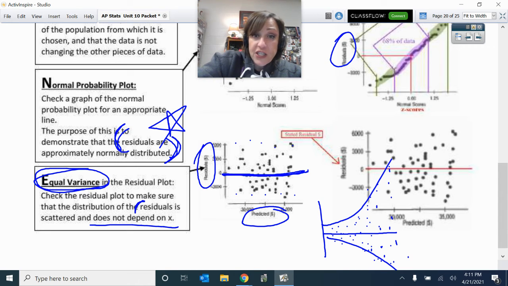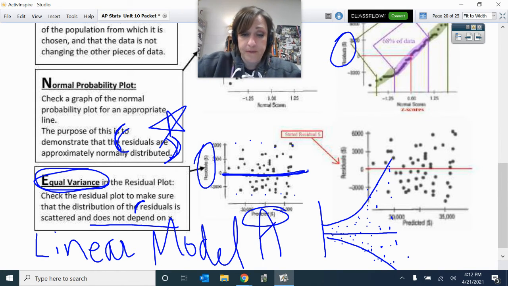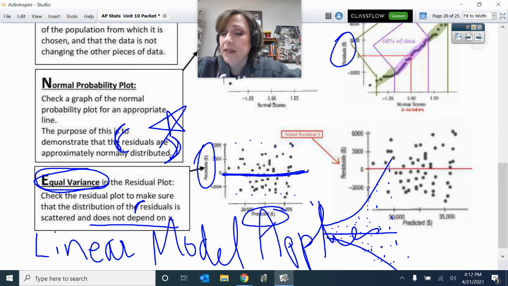And then, of course, we'll finish this out by saying a linear model applies. That will be our conclusion. All right, so there it is. Let's practice one. Here we go.